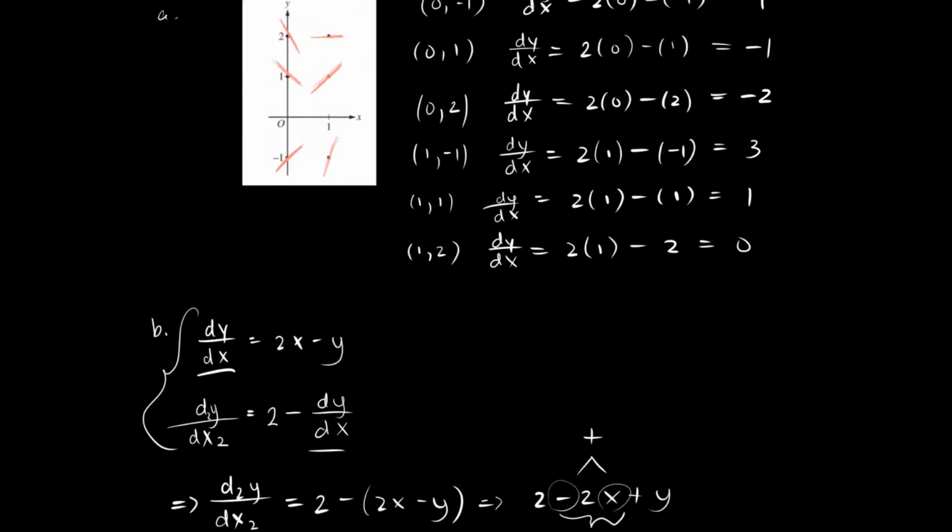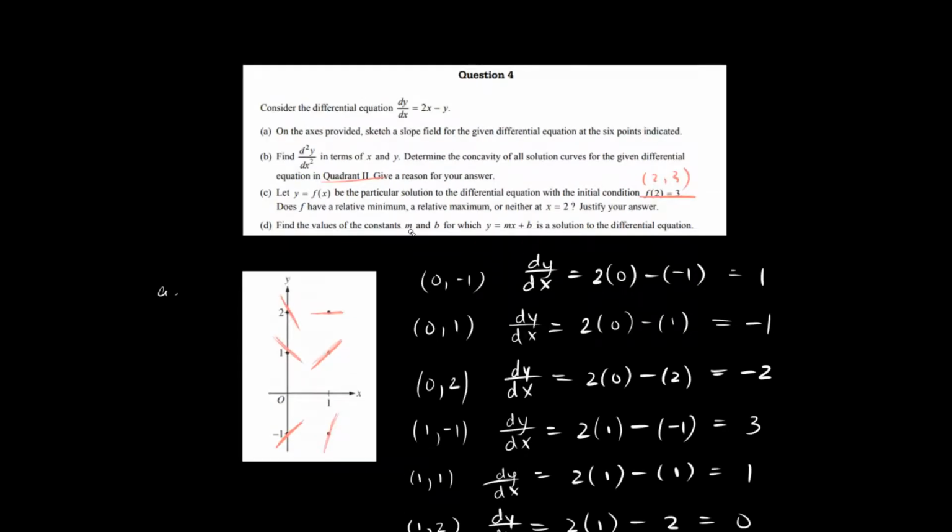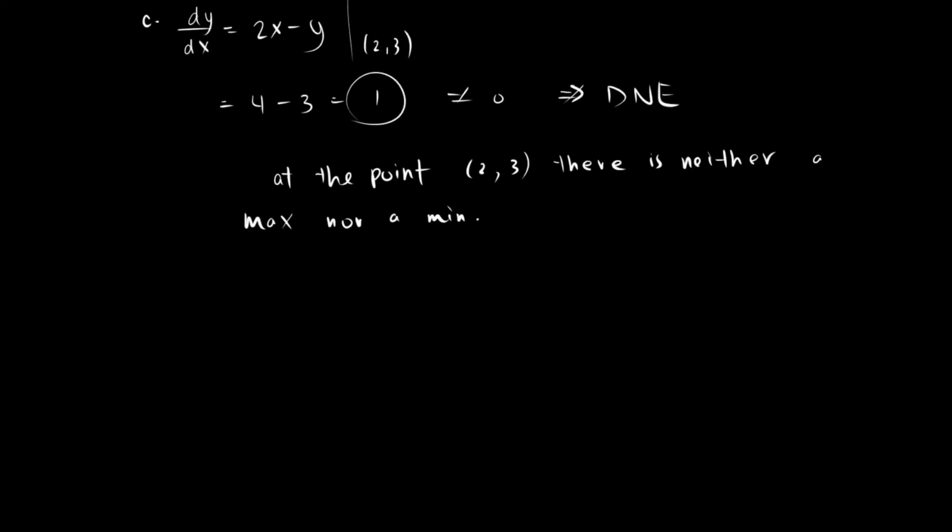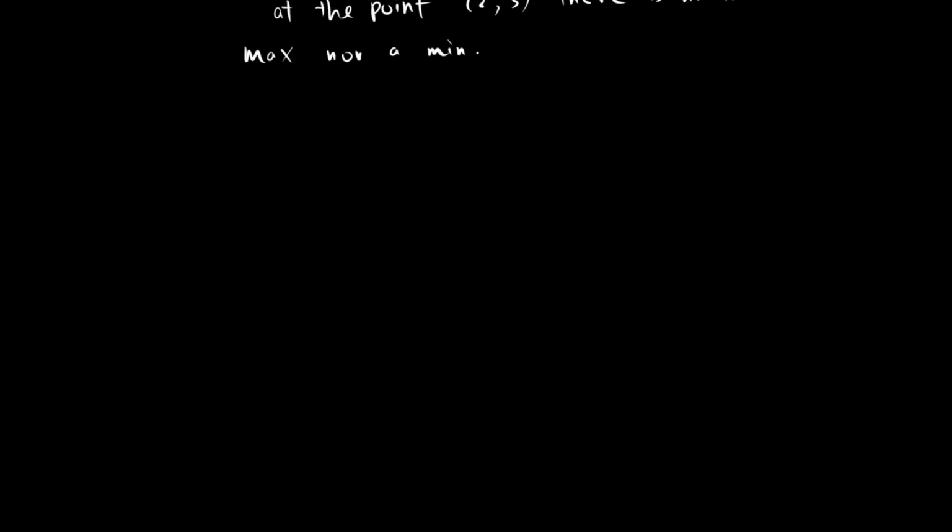So part D asks, find the values of the constants m and b for which y equals mx plus b is a solution to the differential equation. So for part D, let's play around with some equations and see what we can figure out. So we know that the answer has to be in the form y equals mx plus b, where m and b are your constants. However, remember that our equation, dy over dx equals 2x minus y, is a differential equation.